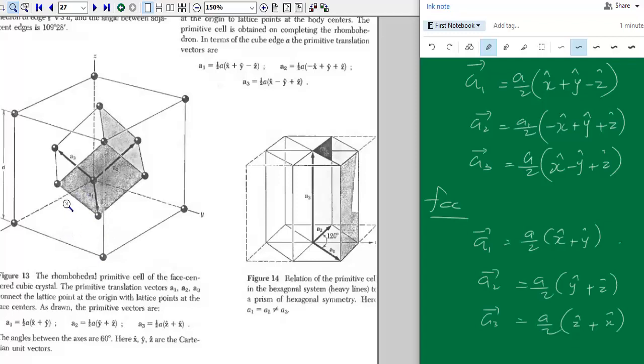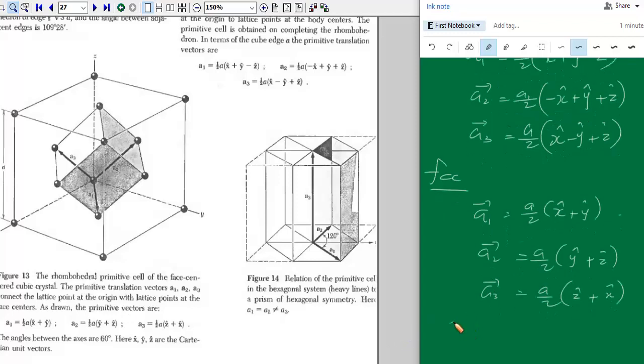So this is also a rhombohedral primitive cell. These lattice vectors are given by this equation. The angle between each pair of them is 60 degree. Here x, y, z are the Cartesian unit vectors.